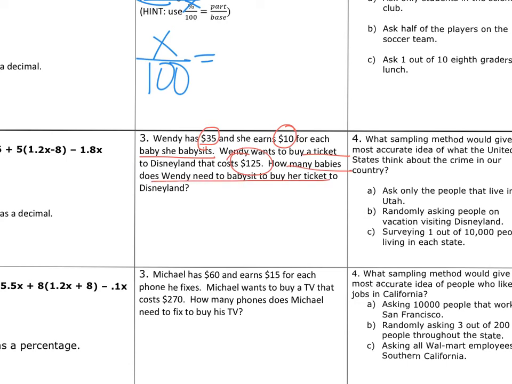So the very first thing I would do is look at the grand total. The grand total that she wants to buy is $125, right? So the ticket is $125. She already has $35, so you can already subtract. You can subtract $35. And then whatever total you get here, see how many times 10 goes into that number, and that's the amount of babies she has to babysit.